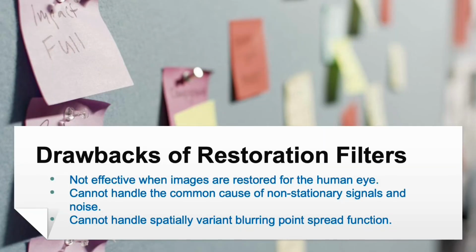Now let us discuss some of the drawbacks of restoration filters. These filters are not effective when images are restored from a human eye. These cannot handle the common cause of non-stationary signals and noise. As we have discussed earlier, inverse filter and pseudo-inverse filter are sensitive to noise. These cannot handle spatially variant blurring point spread function, which we say PSF.